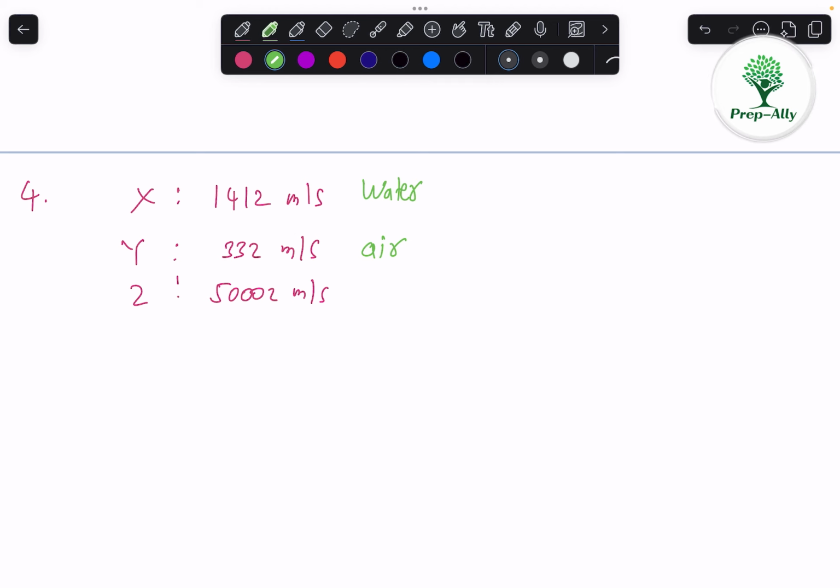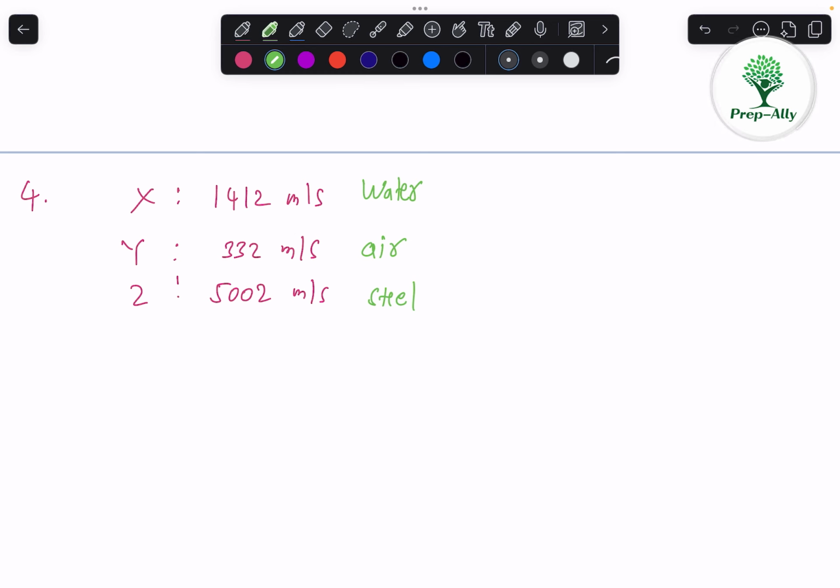water or alcohol, we are not sure, but if you know the value it's water, but even if you don't know we can do this. Now z has to be steel because the speed is high, 5002, so it has to be steel. So y is air and z is steel, so that gives us the C option. We are sure that z has to be steel.